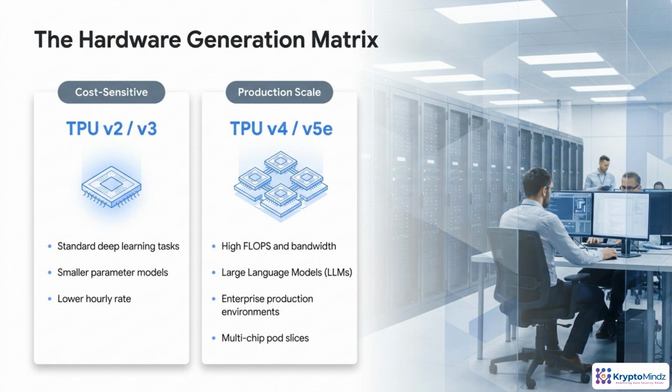TPU V4 and V5e target production scale. They deliver much higher flops and bandwidth, support large language models, and can be combined into multi-chip pods, well suited for high throughput and enterprise workloads.